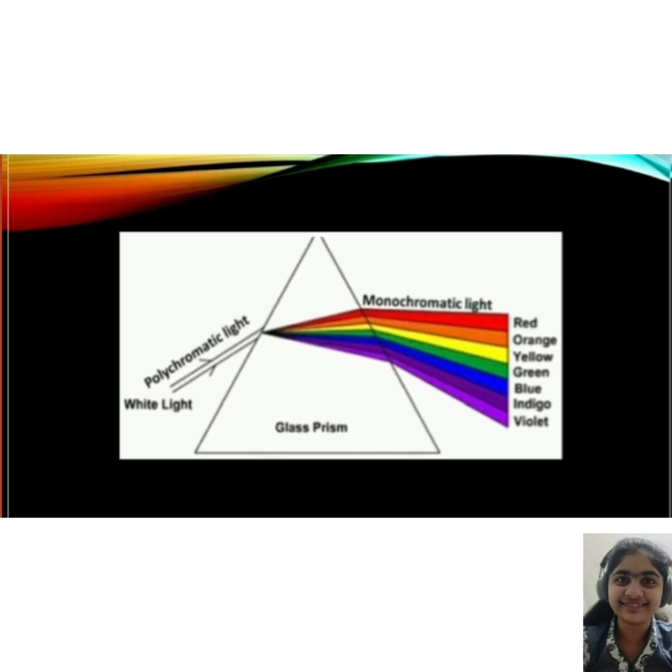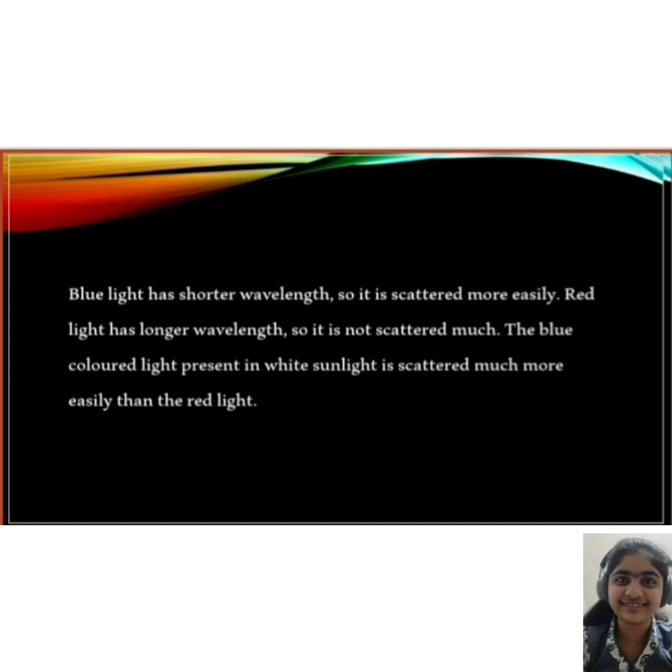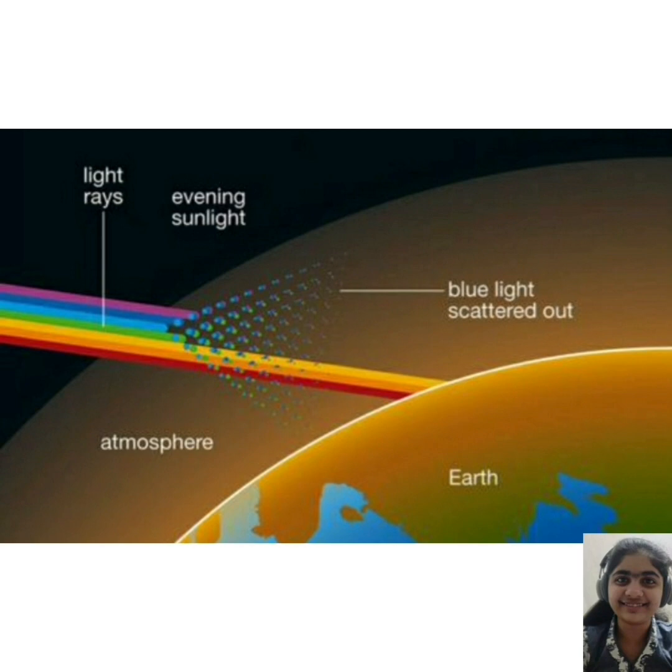Dispersion takes place because the refractive index of a medium is different for different wavelengths. Blue light has a shorter wavelength, so it is scattered more easily, but red light has a longer wavelength, so it is not scattered much. The blue-colored light present in white sunlight is scattered much more easily than the red light.